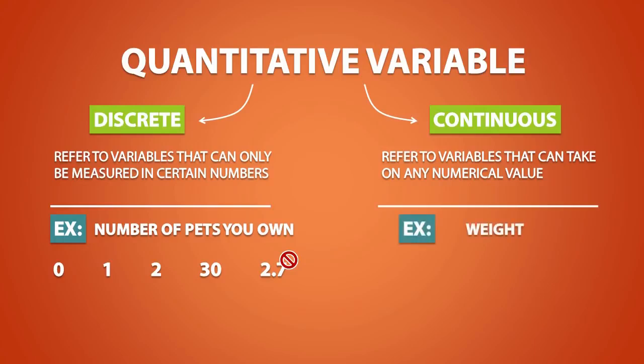An example of this would be weight. Someone can weigh 105 pounds, 185 pounds, or even 170.683 pounds. We can measure this variable in as many decimal places as we want, which is why it is classified as a continuous variable.